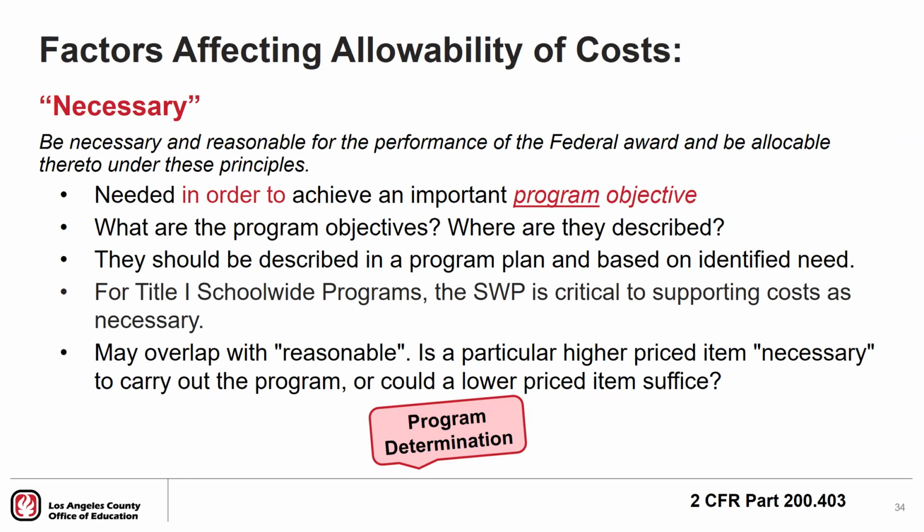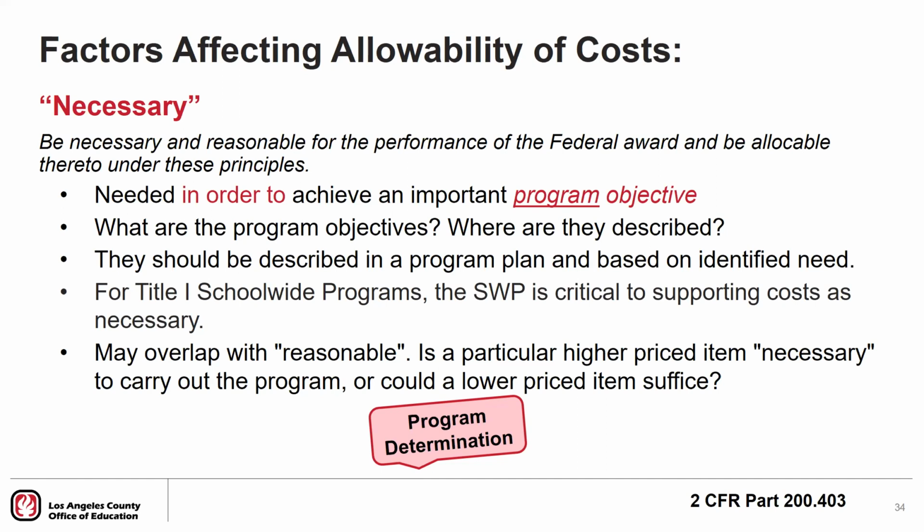In some cases, program objectives are in various school plans. But where are other programs described? For example, where's Title II, III, and IV described? And where are the program objectives defined? This is critical to know so you can determine whether a cost is necessary to support a specific program. For Title I school-wide schools, program objectives and strategies are critical components of the SPSA. And that's why the SPSA is where you look to determine that a cost is necessary or not.